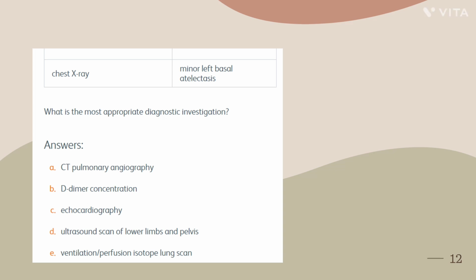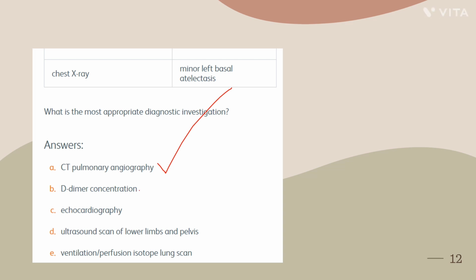Chest X-ray can be normal also in a pulmonary embolism. It cannot be diagnostic. So what is the appropriate diagnostic investigation? The only investigation that is gold standard for pulmonary embolism is CTPA. In pregnancy and so on, if CTPA is contraindicated, you can go for a ventilation perfusion scan. But CTPA is gold standard.